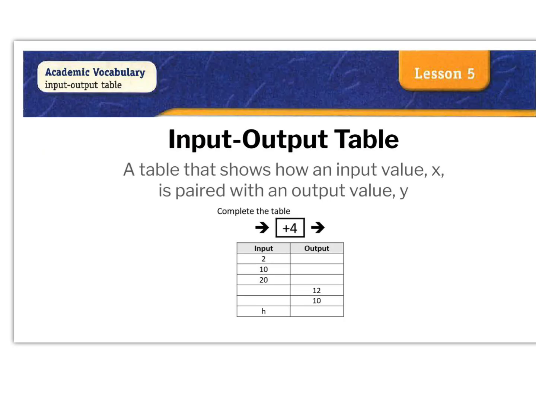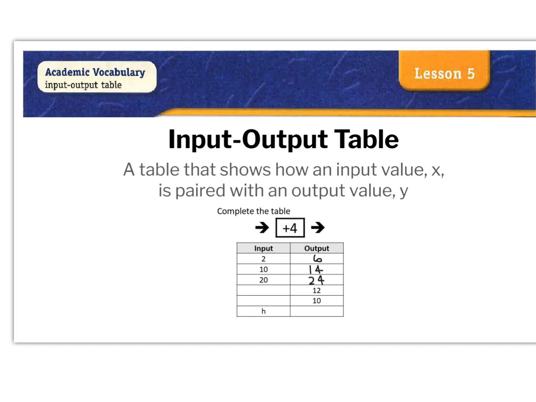Our vocabulary for today is input-output table. This is a table that shows how an input value x is paired with an output value y. So here we have the input, and we would put a number in here. Here's what you have to do: plus 4. So you would do 2 plus 4, then the output would be 6. Here you would do 10 plus 4 is 14. 20 plus 4, 24.